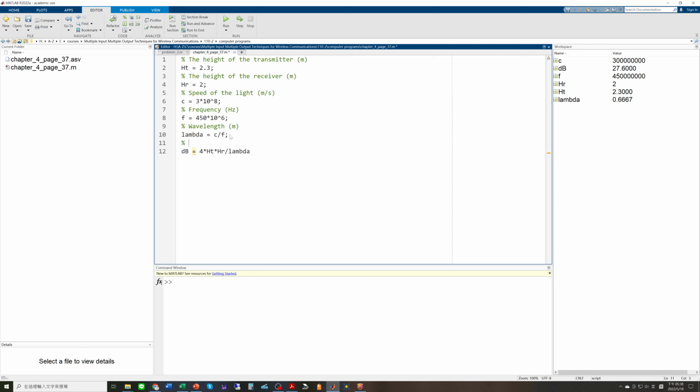Finally, we will find the breakpoint distance, dB, which is also in meters. dB is equal to 4 times ht times hr over lambda. So we can click the run button, then we will get the answer. dB is equal to 27.6 meters. Let us go back to the slides.